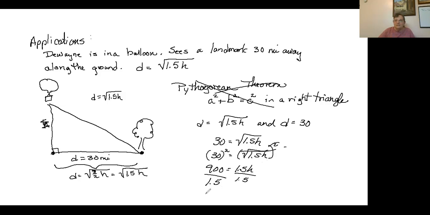900 divided by 1.5 equals 600. So 600 equals h. Oh, this was h. Duh. So h equals 600 feet. He's 600 feet up in the air.